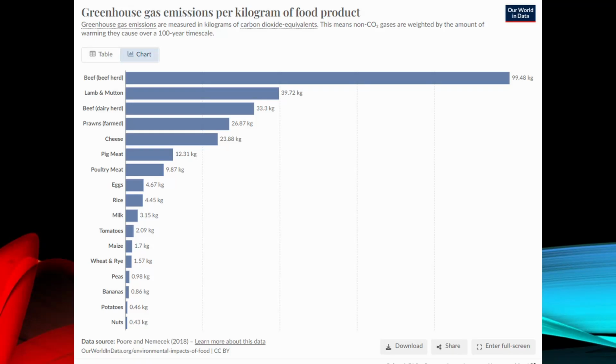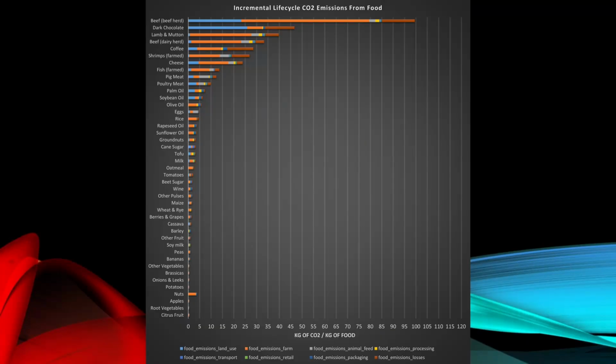This gives the total emissions that you would see for the lifespan of different food products. You can see that the data is split out into its different increments. That's land use or farms, animal feed, processing, transportation, retail, packaging.